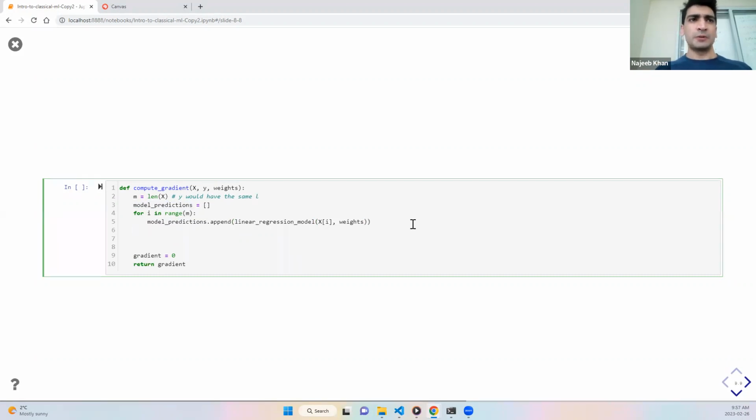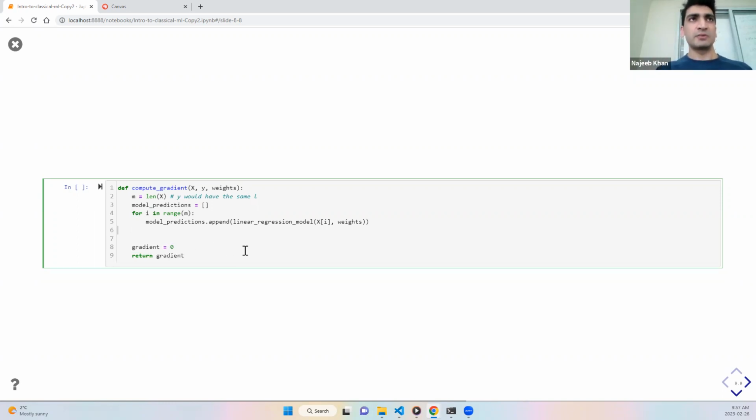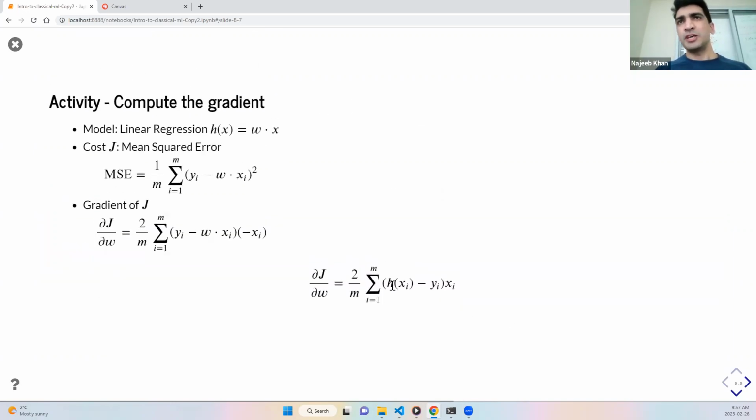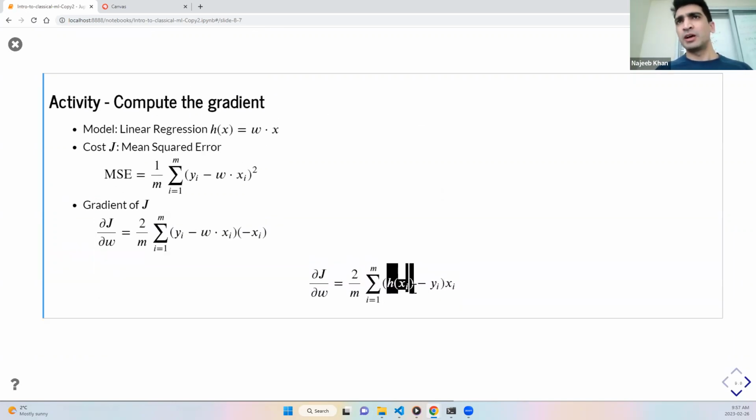And now I have to calculate the gradient. So the gradient, in the beginning, is set to 0. And then looking at the equation, we have x_i now for all i's, and then we need to subtract the actual y and then multiply it by the x_i and do it from 1 to m.